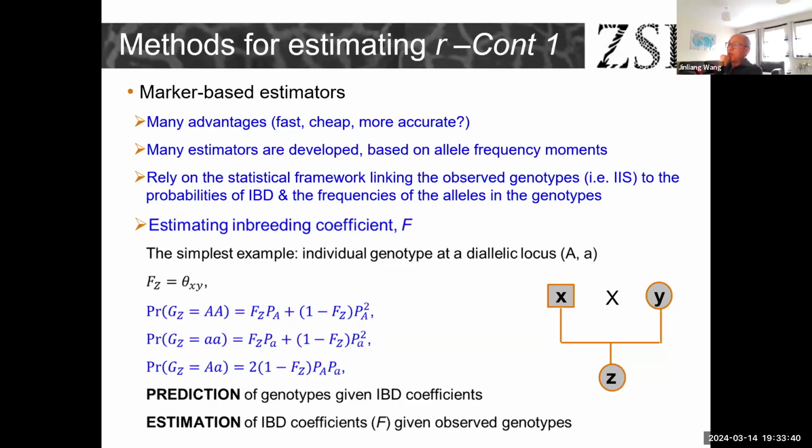And these three equations can be used for two purposes. One is for prediction. That is, we can use these three equations to predict the occurrence of the three possible genotypes, given the IBD coefficient, that is, the inbreeding coefficient of individual Z, and the allele frequencies. We can also turn this around and use the same equations to make an estimation of the IBD coefficient, that is the inbreeding coefficient, if we know the genotypes of the individual and the allele frequencies.